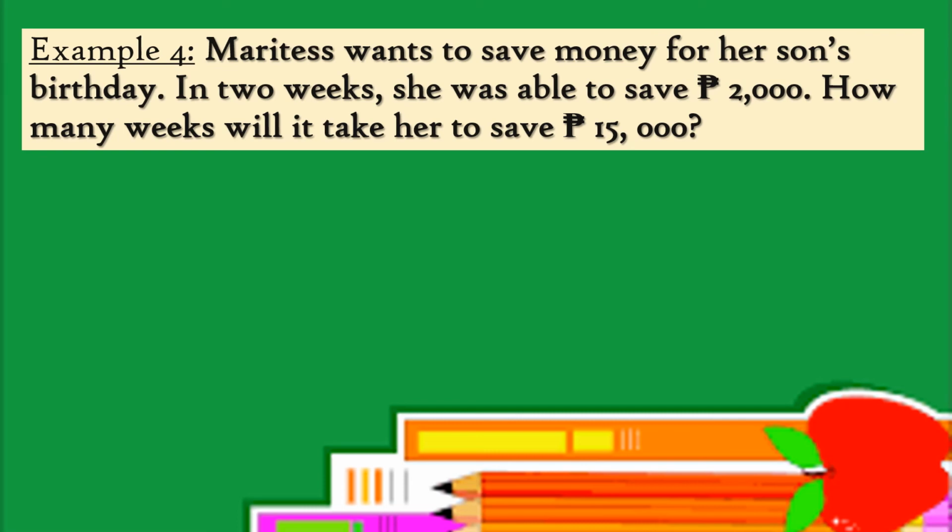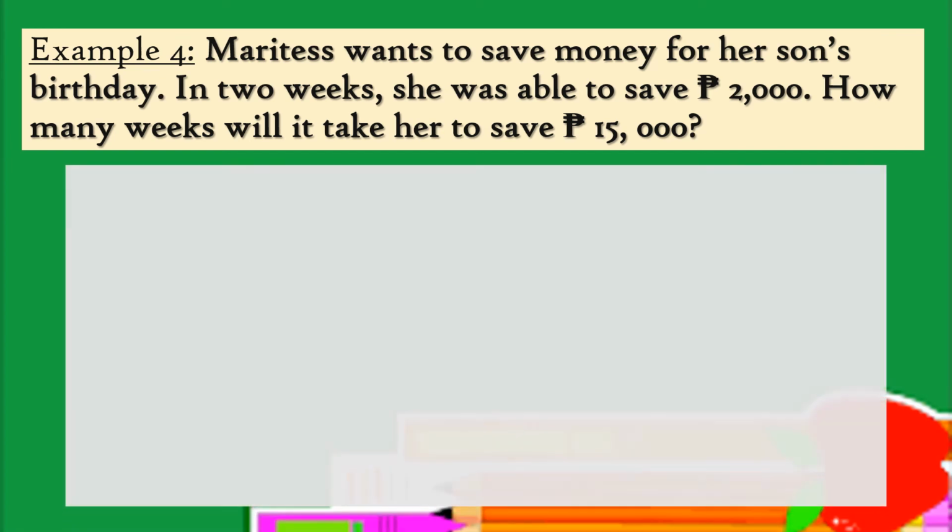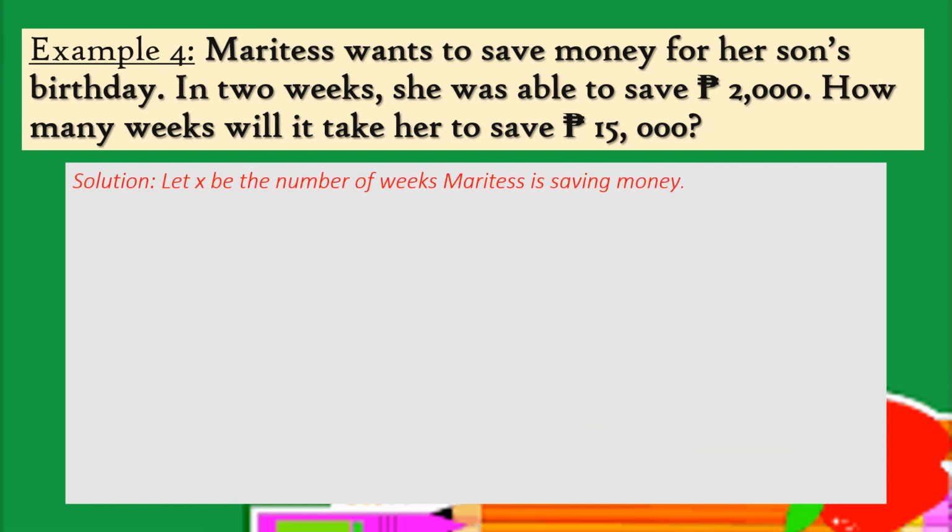For our last example, Marites wants to save money for her son's birthday. In 2 weeks, she was able to save 2,000 pesos. How many weeks will it take her to save 15,000 pesos? For our problem, let us have our ratio first. First one, we have 2 weeks and 2,000. So we have the ratio 2 is to 2,000. For the problem, how many weeks?